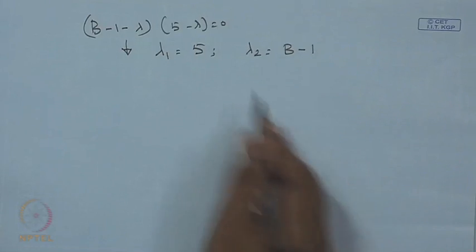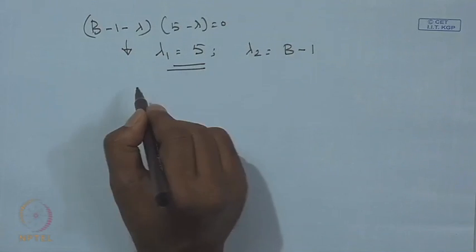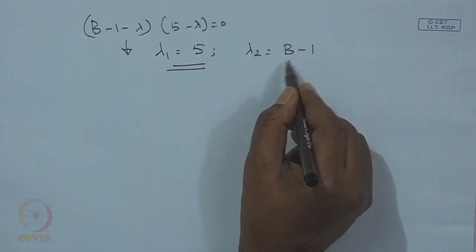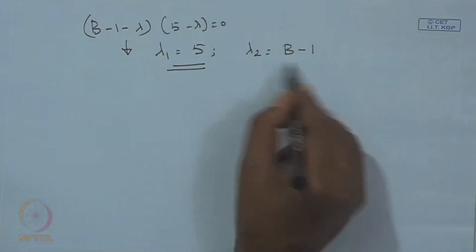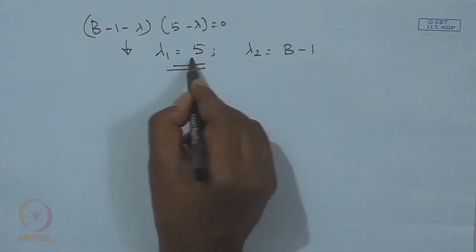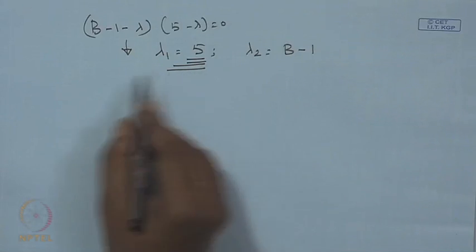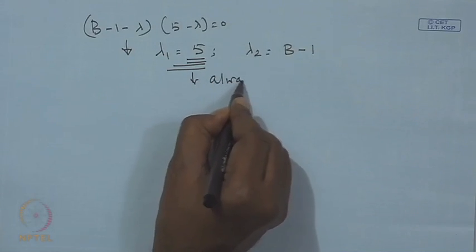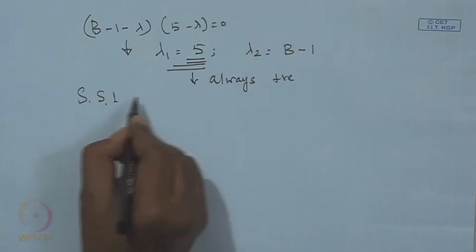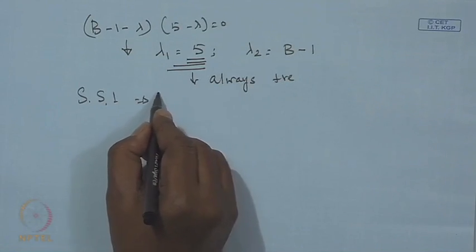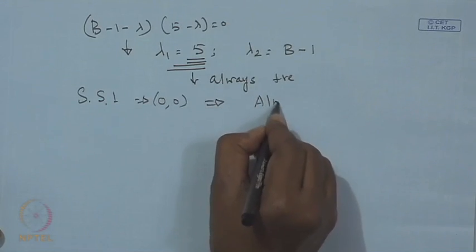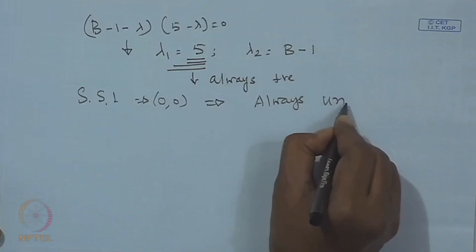Now, since one root is always positive, depending on the value of b, λ2 can be positive or negative. For b less than 1, λ2 is negative; for b greater than 1, λ2 is positive. It does not matter, because the other root is always positive. That means steady state 1, that is (0, 0), is always an unstable steady state.